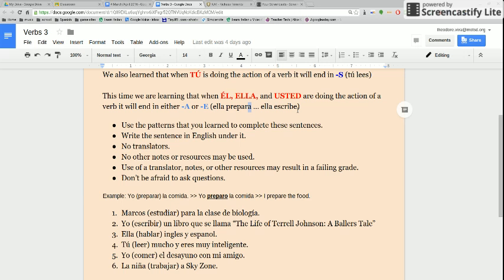A good way to remember that is a rhyme. He or she uses A or E.